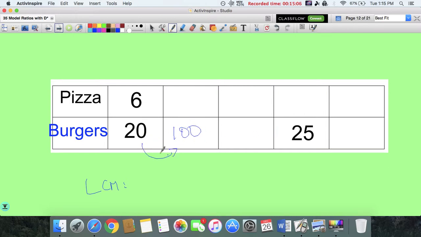So how did I get there? Times 5. 20 times 5 is 100. 6 times 5 is 30. Now can I get from 100 to 25? Yes, I can. Divide that by 4. And I divide that by 4. And over here, I'm going to get, I don't know, 7.5. Okay.